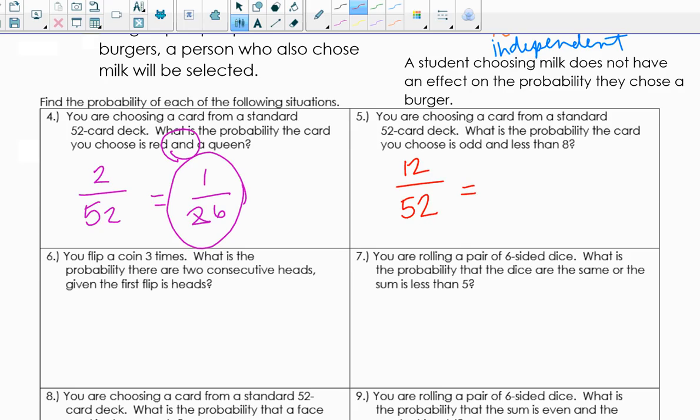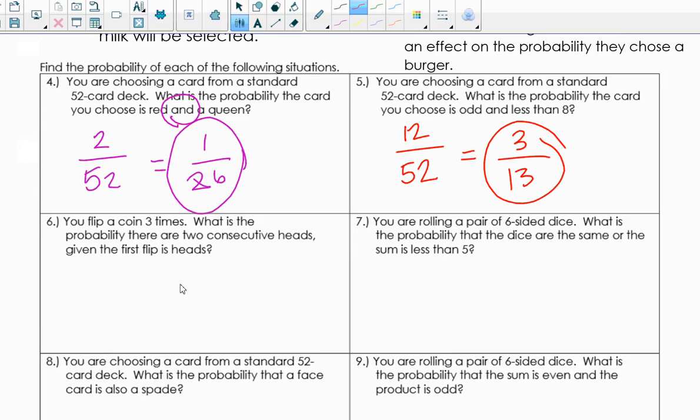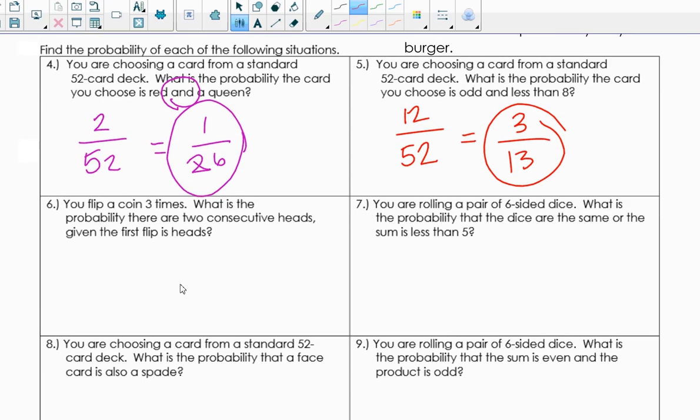Okay, so if we have 12 out of 52 and then we reduce that, we're looking at 3 out of 13. Okay, notice I'm not using any formulas. This is all simple probability, so you don't really need to worry about that.